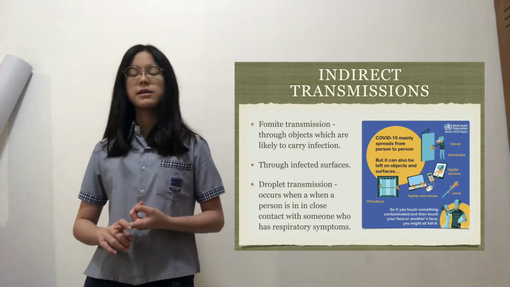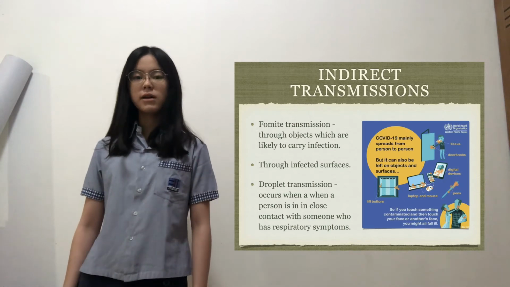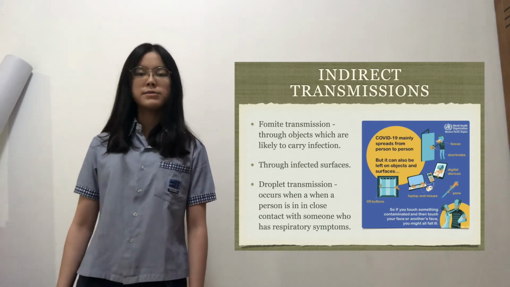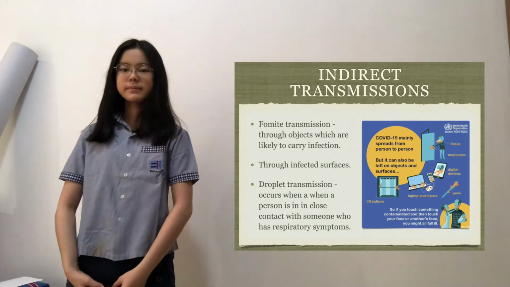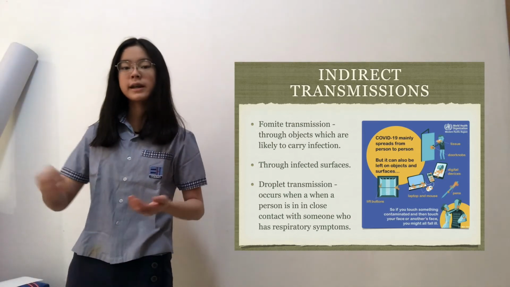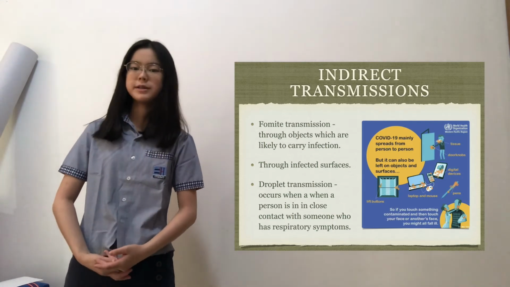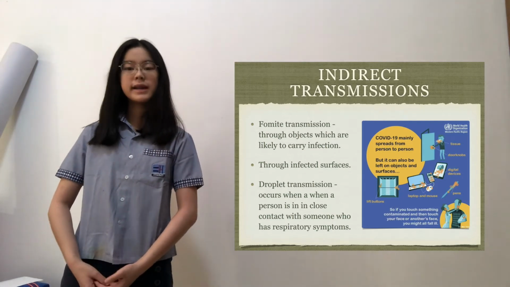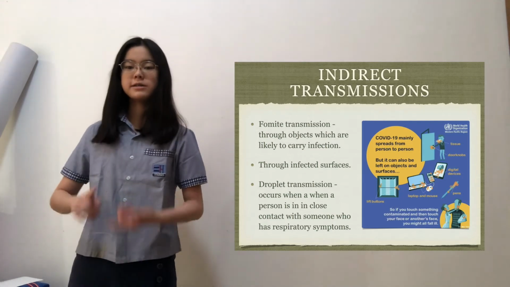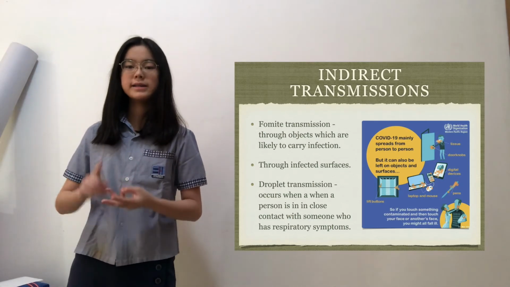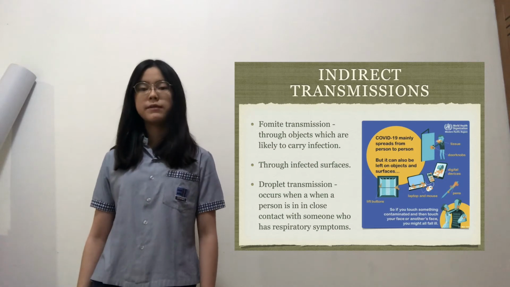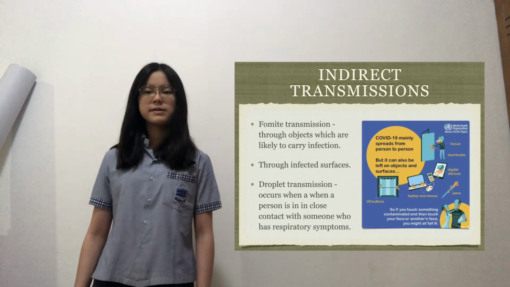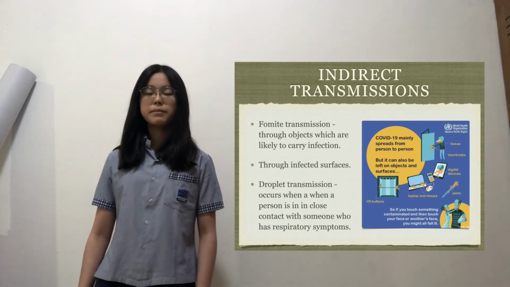Droplet transmissions occur when a person is in close contact with someone who has respiratory symptoms, such as coughing or sneezing. Indirect transmission can also occur through fomite transmission, which is through objects that are likely to carry the infection, such as doorknobs, tissues, and tablets. The virus can also transmit through infected surfaces because the virus stays viable on these surfaces from hours to days.